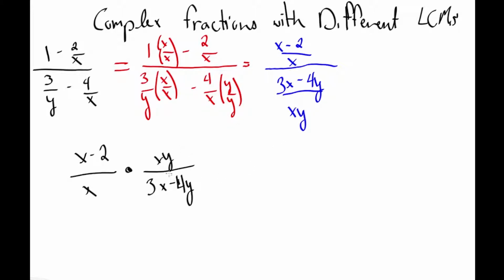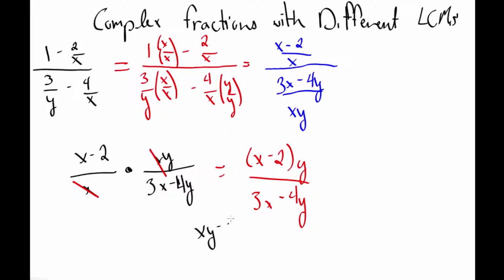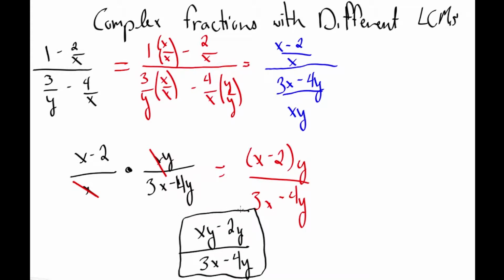Now I'm going to see if I can cross-reduce a little bit, and I can. I have an x on the denominator here and an x over here. Those are going to cancel out. So we are left with x minus 2 times y, divided by 3x minus 4y. And this is simple on top, so I can distribute that y in. And we'll have our final answer right here: xy minus 2y divided by 3x minus 4y. This is our final answer, and this is the last example for this video.